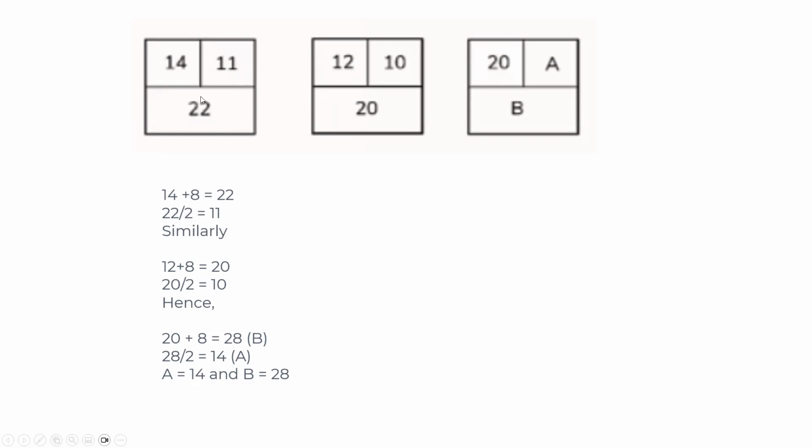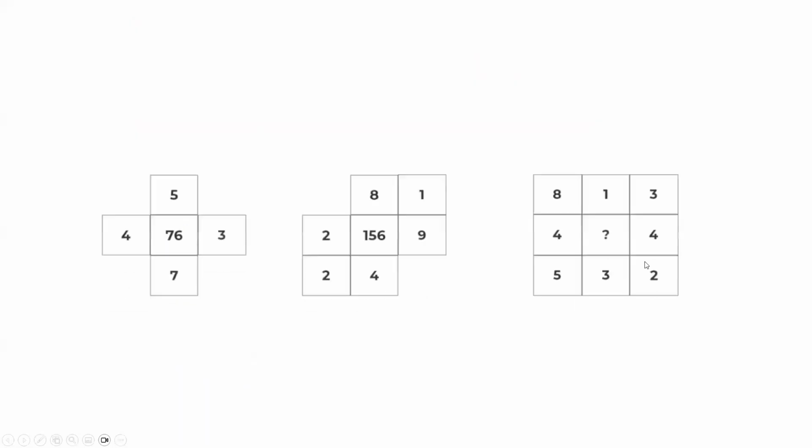So we have to add 14 to 8, then we will get 22. If we divide 22 by 2, we will get 11. Similarly, we have to crack this. So we will add 12 plus 8, that we will get as 20. If we divide 20 by 2, we will get 10. Similarly, we have to do this. So what is 20 plus 8? That is 28. B we got as 28. What is 28 divided by 2? That is 14. So A is 14. Okay, very easy. A bit tricky because we have to find the relations. So make sure you take down note of this question as well.